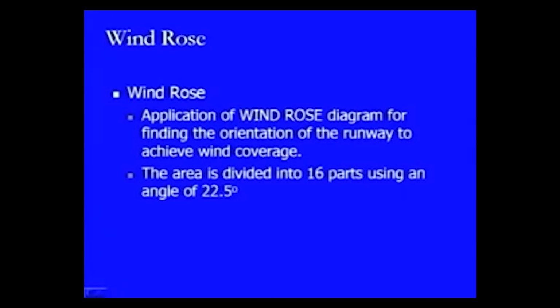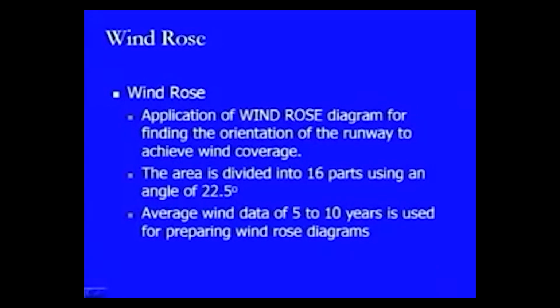And the area is divided, in the case of the windrose diagram, into 16 parts using an angle of 22.5 degrees. So, whatever is the overall area on which the airport is being provided, we just divide it into 16 equal parts, and obviously this will be on the basis of an equal angle of 22.5 degrees. And the average wind data of 5 to 10 years is used for preparing such types of windrose diagrams.